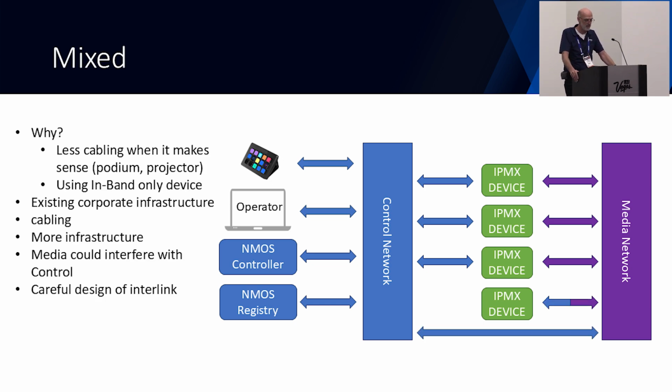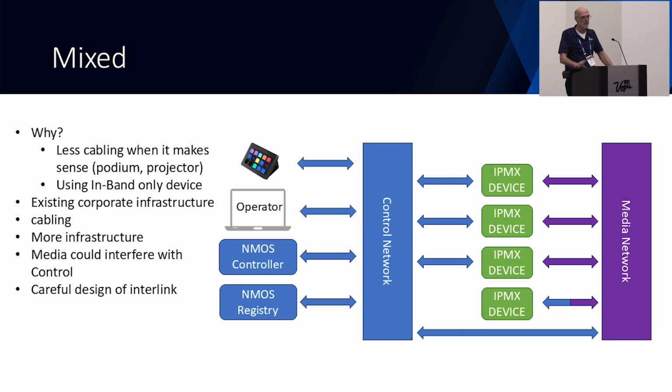A mixed system, so why? Well, sometimes less cabling makes sense, but you're trying to avoid it. If I have a big room here with projectors and I have to run the network all the way there, I might want to avoid having to run a cable for control and a cable for media. So a single cable in-band may be a good solution.